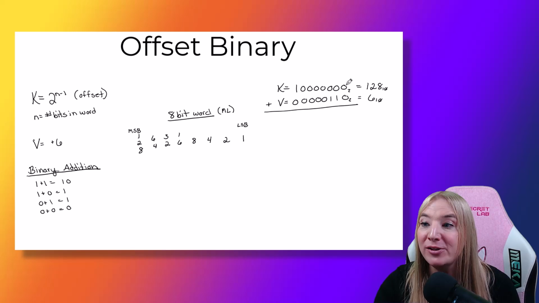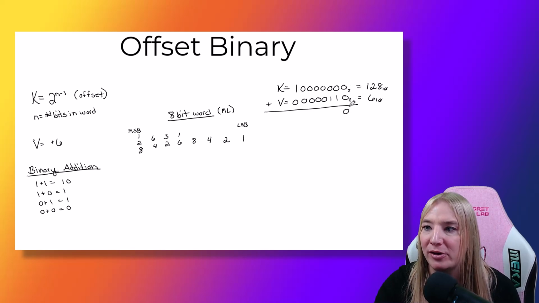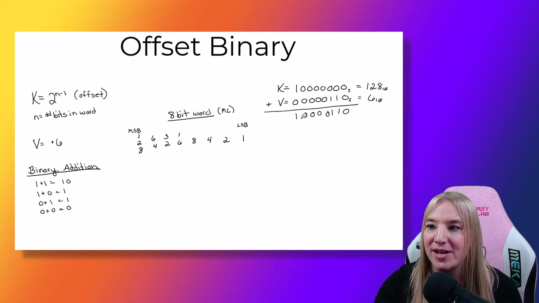So we're going to start on the least significant side over here. 0 plus 0 is 0, so we put a 0 down here. 0 plus 1 is 1, so we put that here. 0 plus 1 is 1. 0 plus 0 is 0. So the zeros are all just easy peasy, 0, 0, 0. 1 plus 0 is 1. So basically this number right here becomes our value. That's our actual offset value.